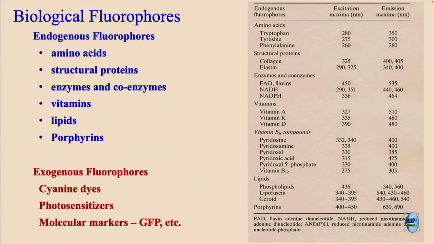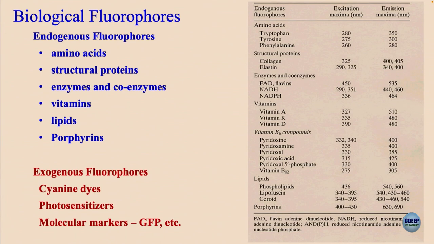Then there is something called extrinsic fluorophore that we have to add to a protein to make it fluorescent. Those are exogenous or extrinsic fluorophores. It can be some dye, right, which can go and bind to the protein, a photosensitizer, or a molecular marker like GFP, all of which you might have heard about. So these are various fluorophores that are used in fluorescence spectroscopy. We'll discuss them in a little more detail today.